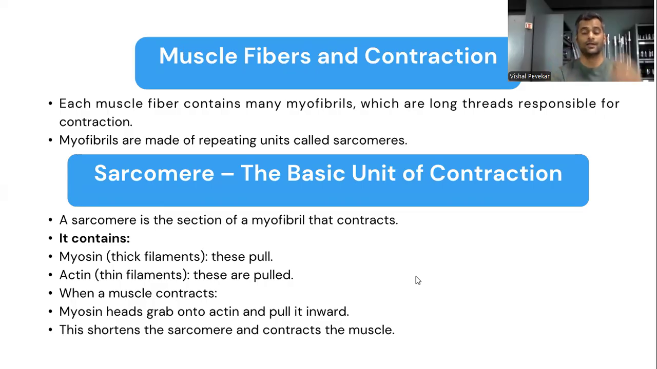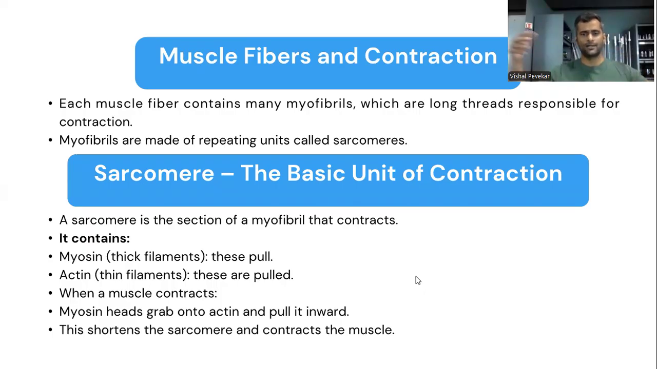This is where you will learn what things are needed for your muscle to contract. Starting with your muscle fiber and contraction, as we concluded, the smallest structure in your muscle will be your myofilaments. A muscle fiber will have myofibrils, and these myofibrils are long threads responsible for muscle contractions. If you dig in deep, myofibrils are made of repeating units called sarcomeres.